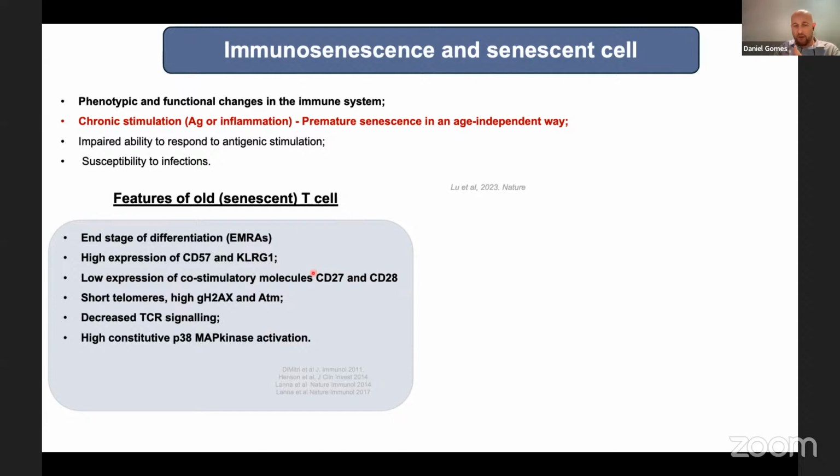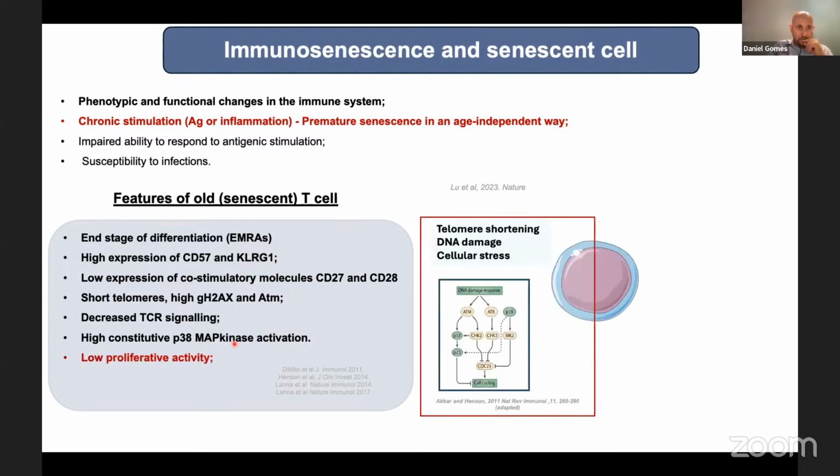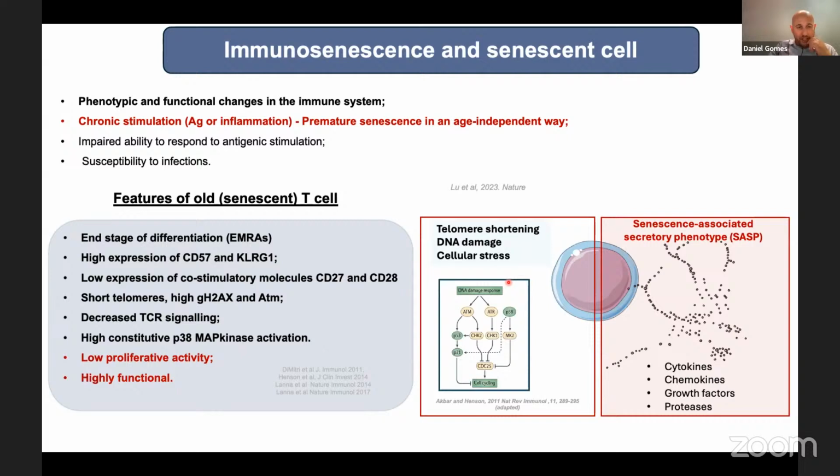They don't express co-stimulatory molecules such as CD27 or CD28. They have short telomeres. They have a very decreased TLR signaling as well, and they express some MAP kinases, especially p38, p21 and p16, which is associated with the functional capacity of this population, and also with cell cycle control as well. As I mentioned, cell cycle control is one of the features linked with the senescent T cell population, but also with other populations that are senescent as well.